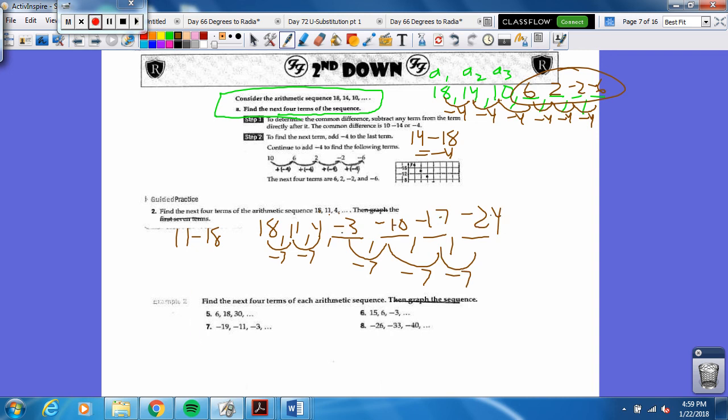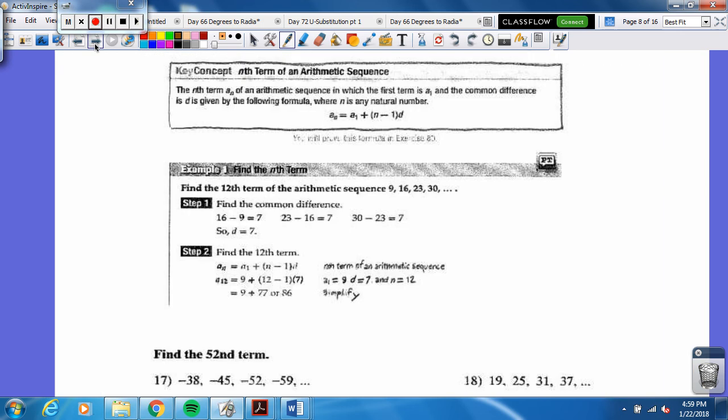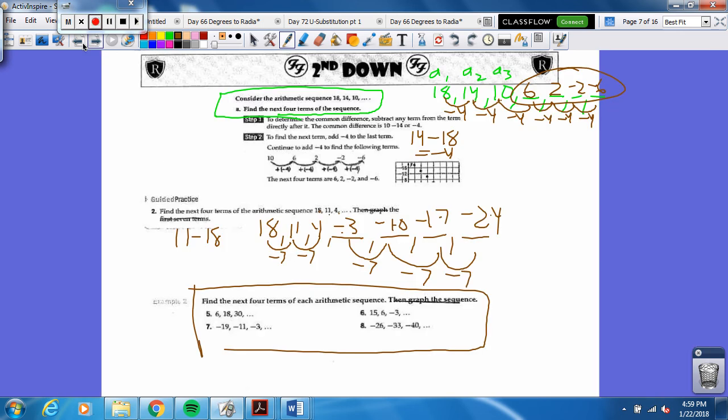All right, so pause the video right here. Find the next 4 terms in all those sequences. Ready, set, go. Sorry, here you go. So here are the answers.